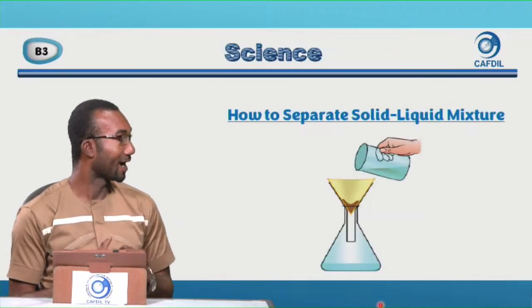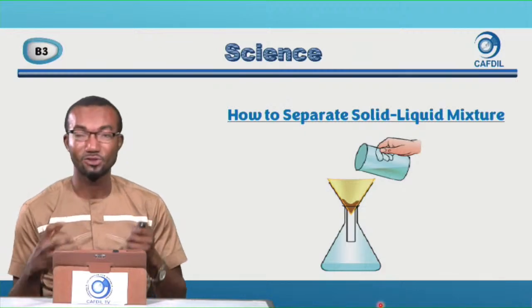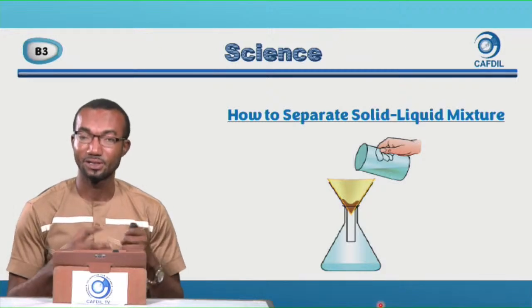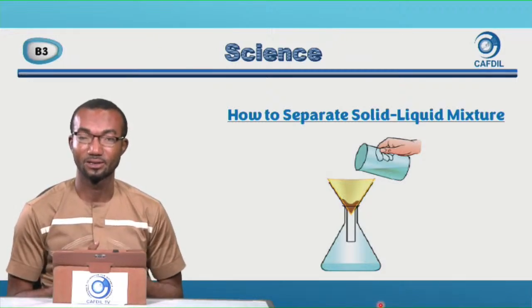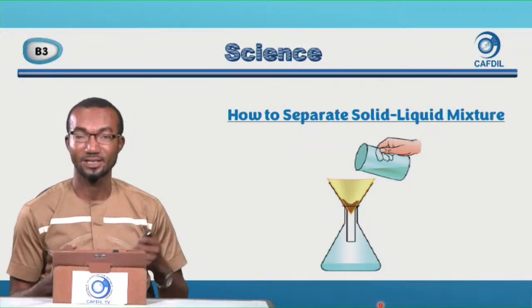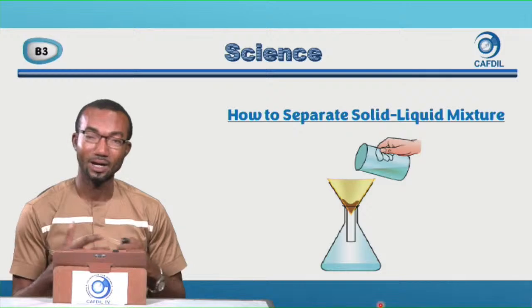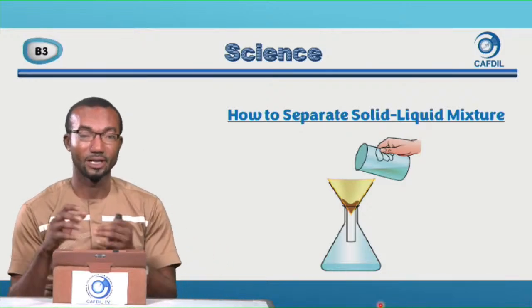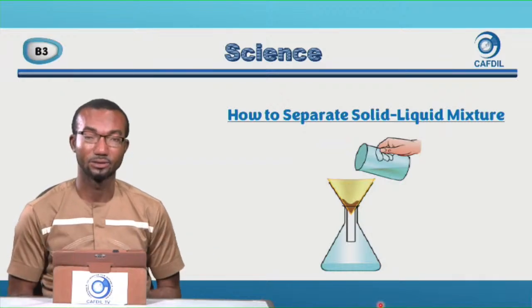Now let's look at how to separate a solid liquid mixture. Mistakenly, I pour sand in water. Sand is solid, water is liquid. How can I separate the two so that I can have my solid and I can have my liquid as well?